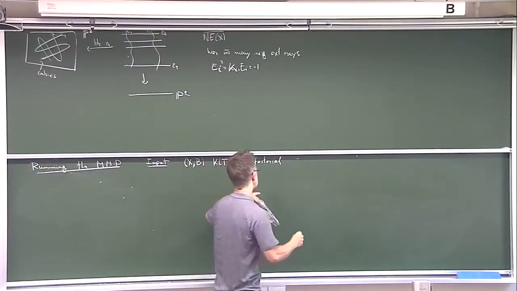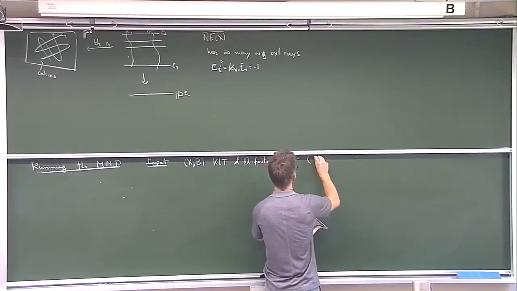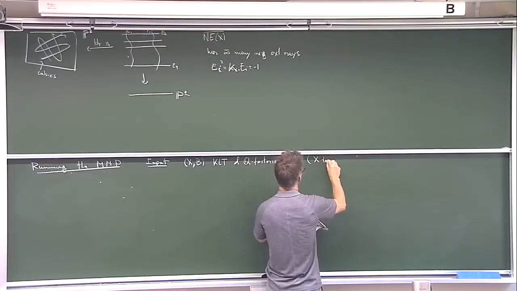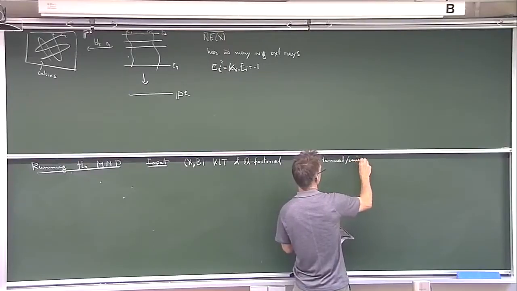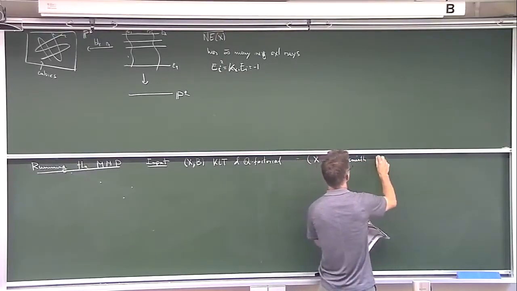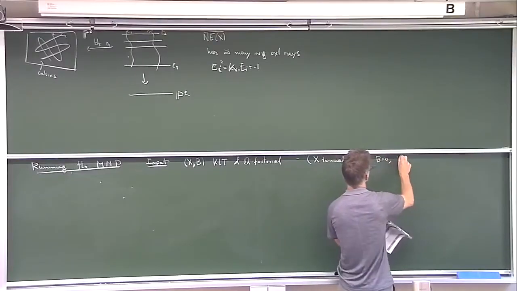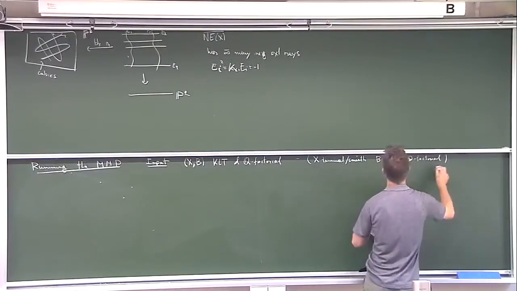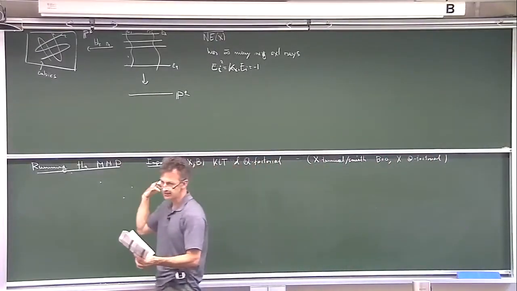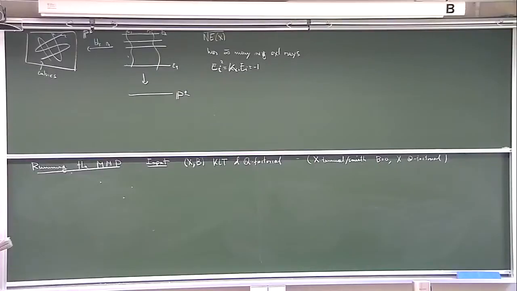If you're still not in love with KLT pairs, you could even start with X terminal, or even smooth if you prefer, but it won't stay smooth throughout the process, B equal to 0, and of course, X Q-factorial. And there are other flavors. If you know what a DLT singularity is, you could run this in the DLT world, and so on. But let's just focus on KLT pairs, or if you prefer, smooth terminal varieties with empty boundary.